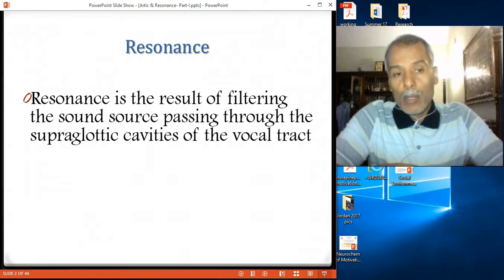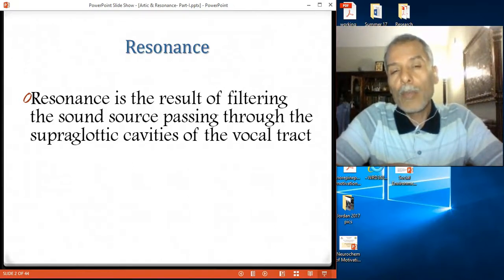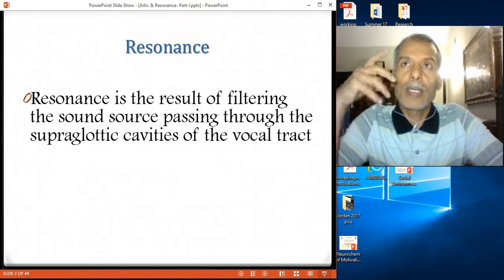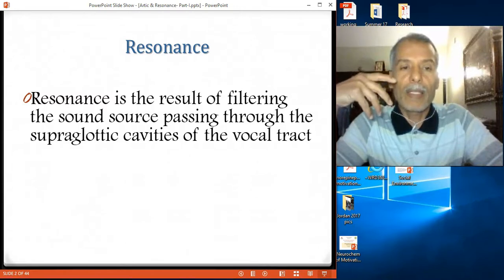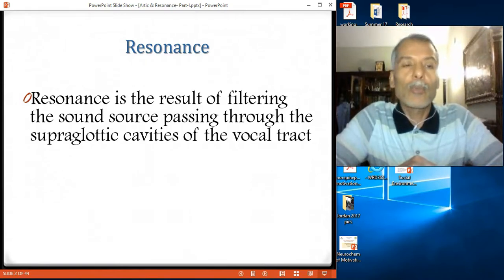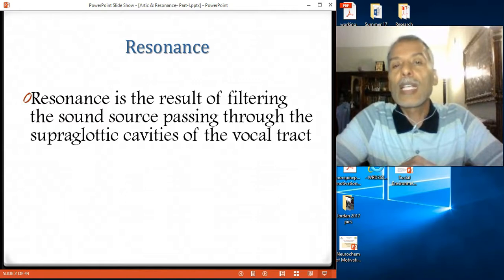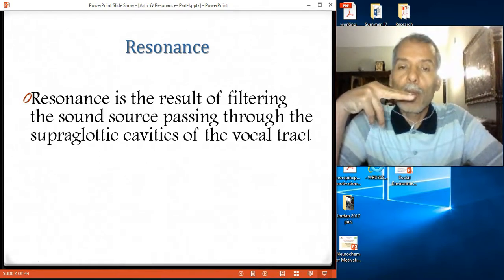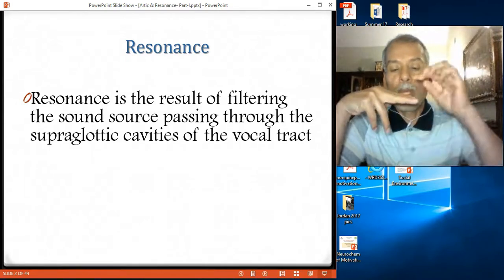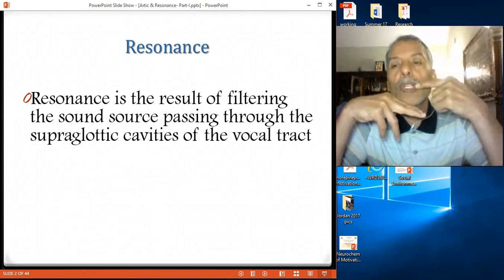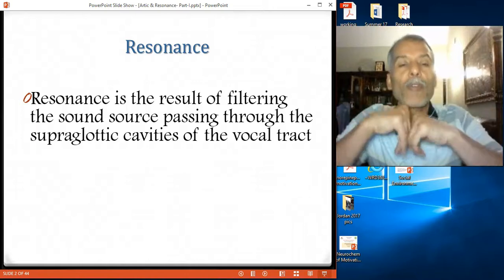So now, when we look at it more connected with the speech, the vocal tract is a resonator, an air-filled container, basically. So we look at resonance in a more precise way. We define it as the result of filtering the sound source passing through the supraglottic cavities of the vocal tract. So the vocal folds close off the vocal tract on the bottom. Above the vocal folds, you call that space the supraglottic space. From there to your lips or to adenoids, that ends the vocal tract.